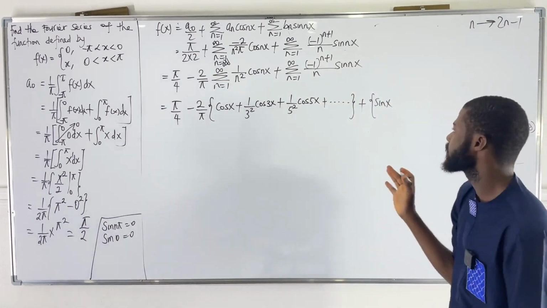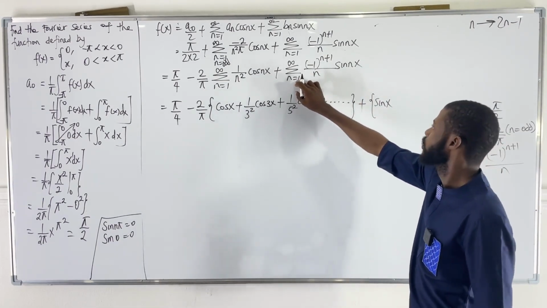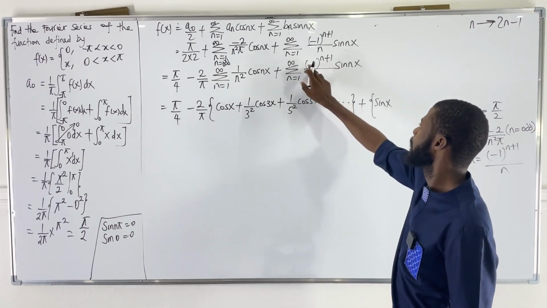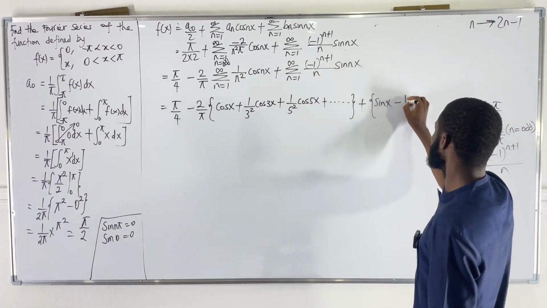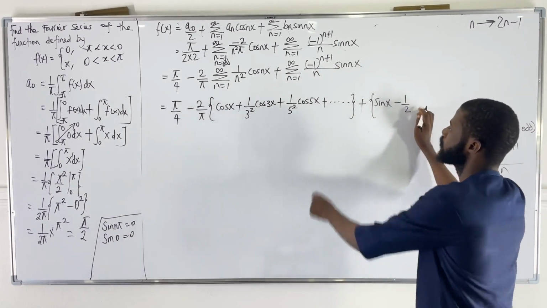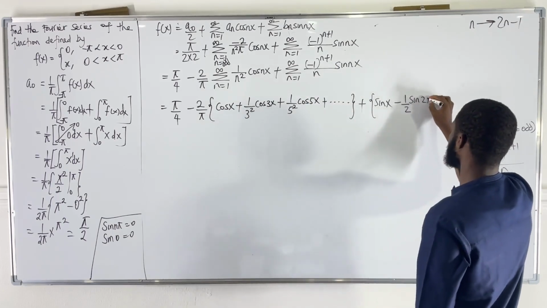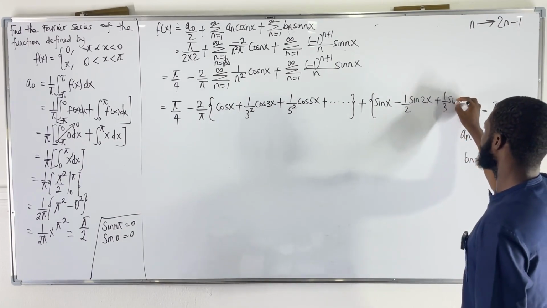And then the next one will be n equal to 2. So you put 2 here. 2 plus 1 is 3. Minus 1 to the power of 3 is minus 1. So this will be minus 1 over 2, because n is 2, then you have sine 2x. Then the next will be plus 1 over 3 sine 3x.